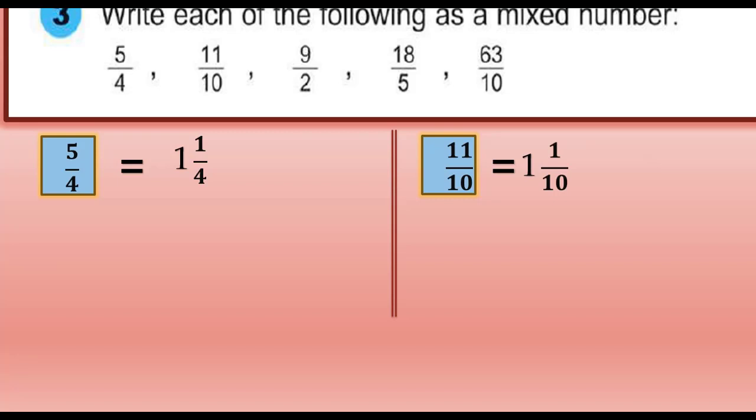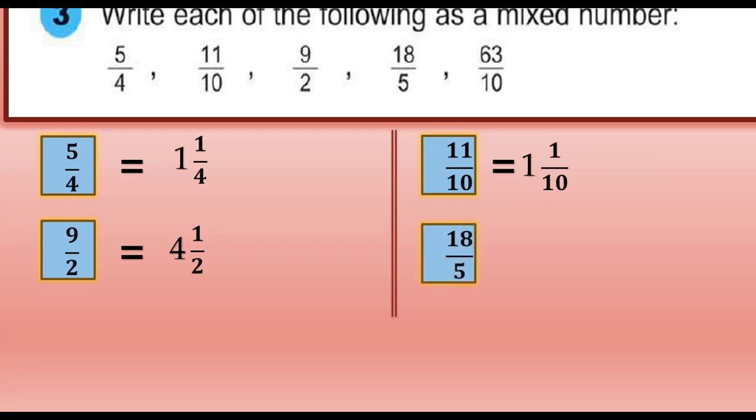What about 9 over 2? 9 over 2 equals 4 and a half, because 9 over 2 equals 8 over 2 plus 1 over 2. 8 over 2 equals 4, and write 1 over 2 as it is. What about 18 over 5? 18 over 5 equals 15 over 5 plus 3 over 5. 15 over 5 equals 3, and write 3 over 5. 3 and 3/5.